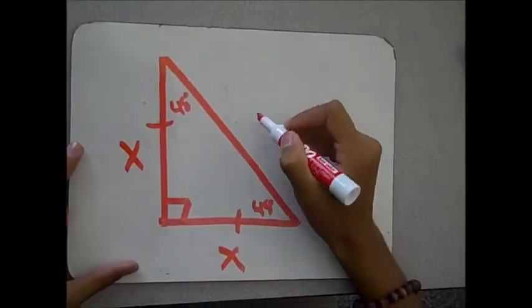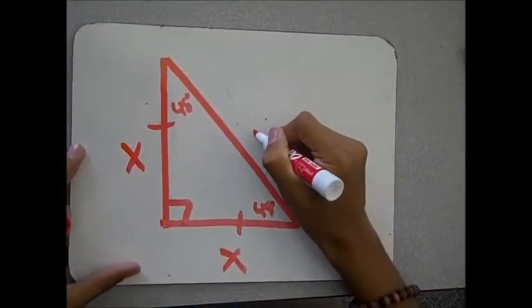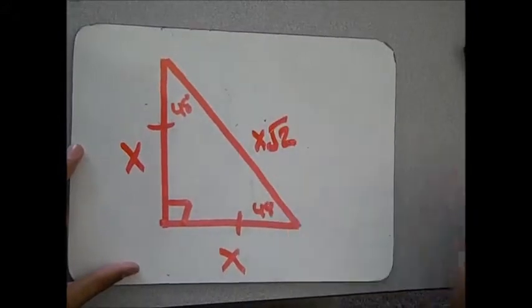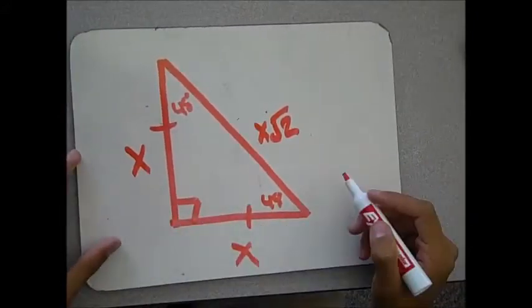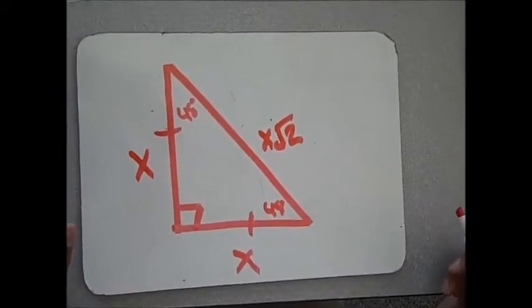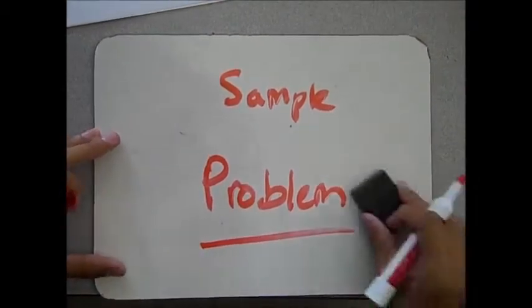The rule for the hypotenuse in 45, 45, 90-degree triangles is x root 2. So what you do is you take your x value and you attach root 2 to it. We're going to learn some sample problems now.